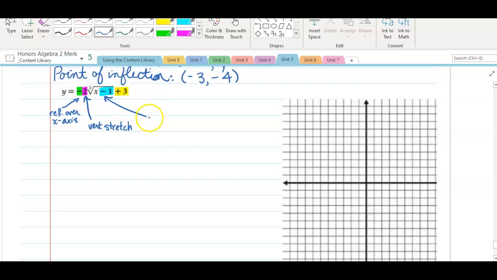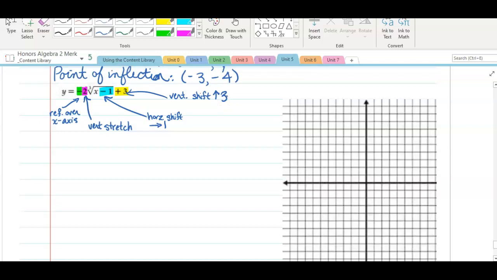This number makes us go horizontal shift right 1. This tells us it's a vertical shift up 3.